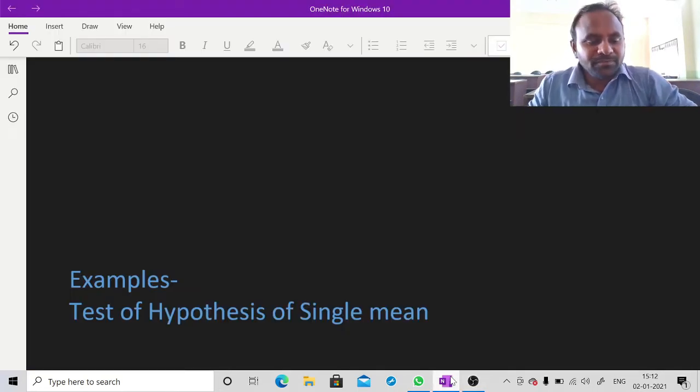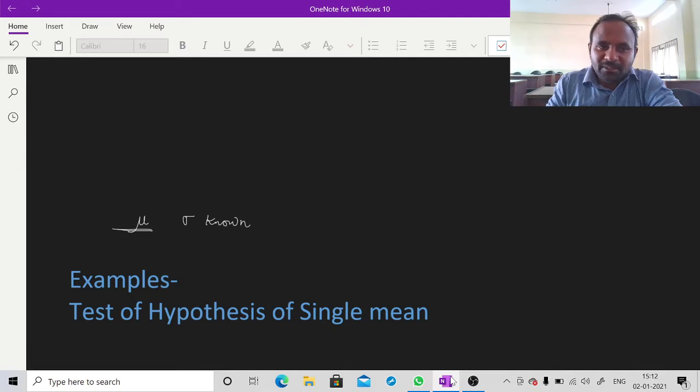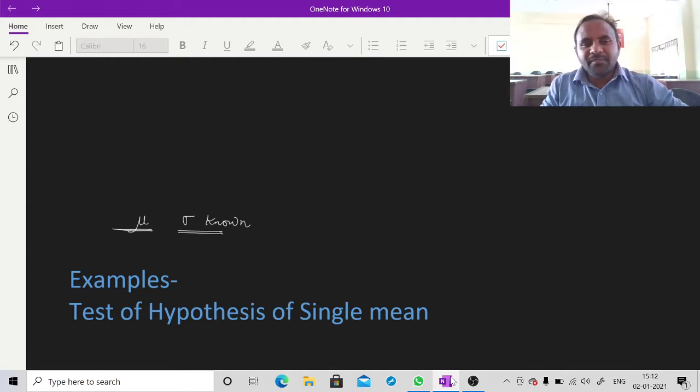Here we'll learn a few examples on test of hypothesis of a single mean. You are going to test a hypothesis regarding the population parameter mu, the population mean, where sigma, the standard deviation of the population, is already known to you. Those examples will be seen here.